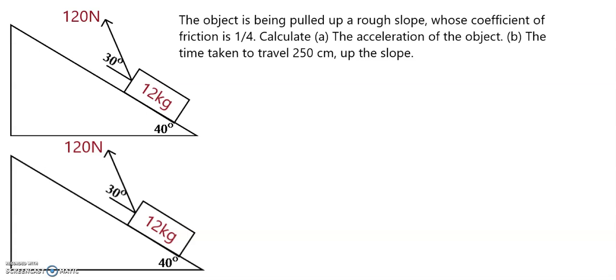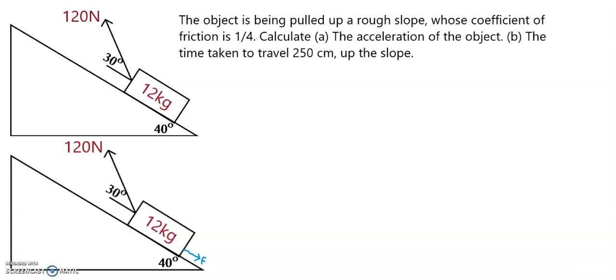As the 12 kilogram mass is being pulled up the slope, the frictional force, denoted by F, will be acting to oppose the direction of motion, so acting down the plane. There is also the weight of the 12 kilogram mass, which is 12g, which is acting vertically downwards.